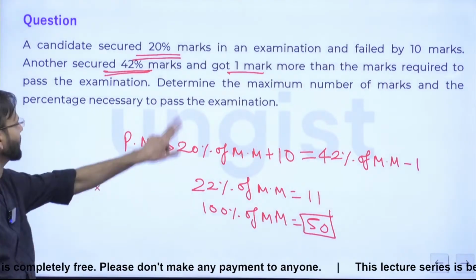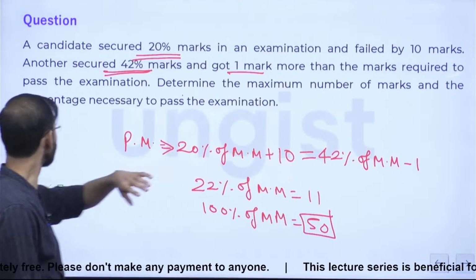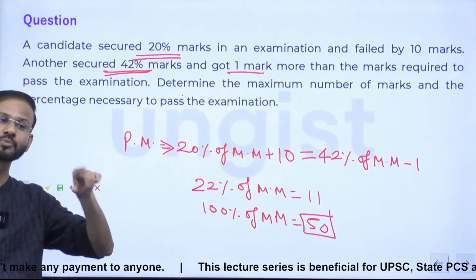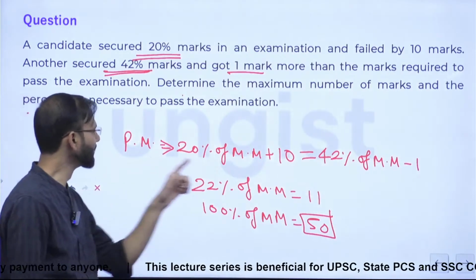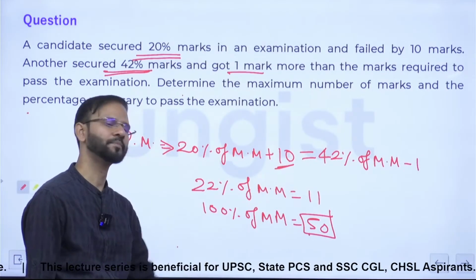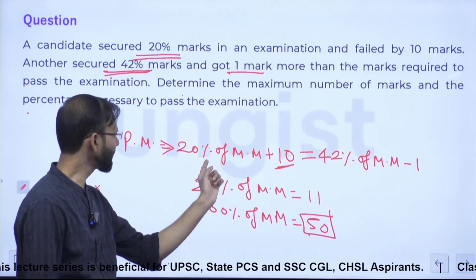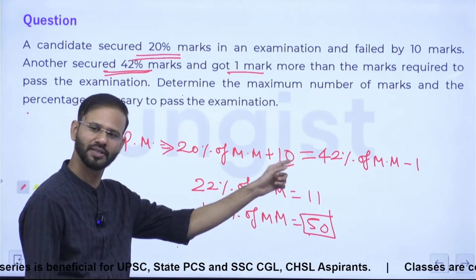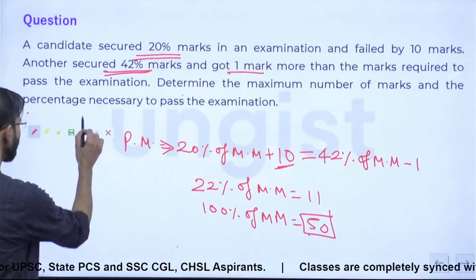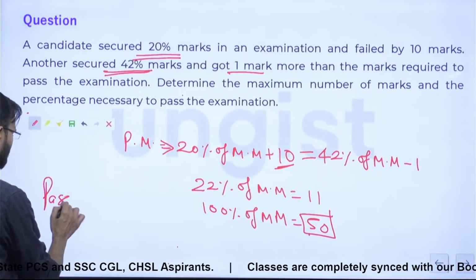What is the question, guys? Determine the maximum marks and the percentage necessary to pass the exam. Percentage necessary to pass the exam, guys. Just tell me, what is 10 with respect to this 50? 20%. So 20% of maximum marks plus 20% more is the passing marks, which is 40%. So passing percentage is 40%.